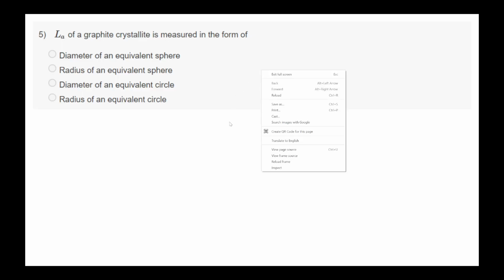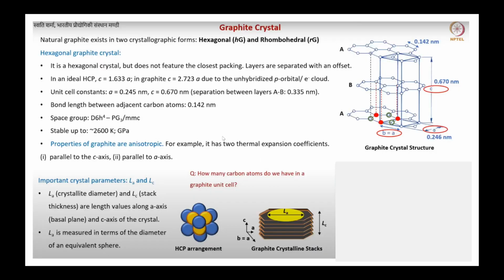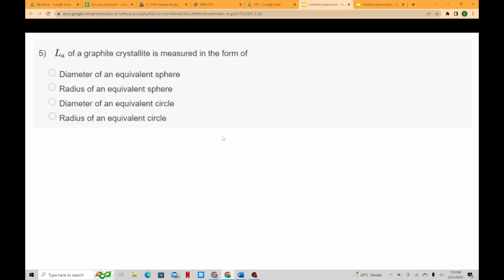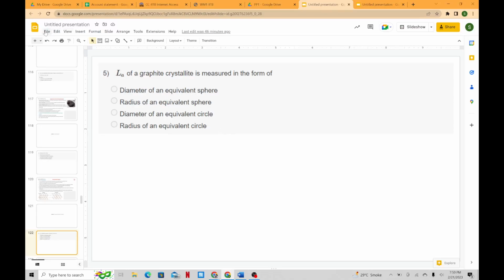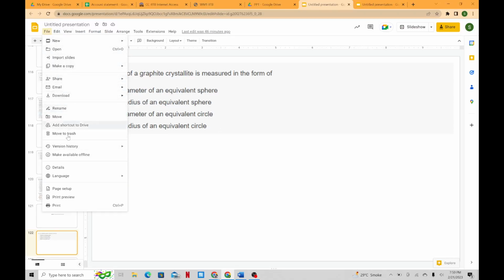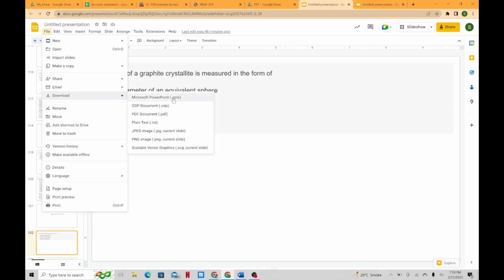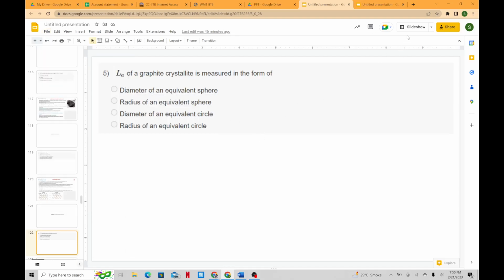Do you guys know this thing? Or let me download this thing. Where is the download option? Okay, fine. Do you know? Hello?